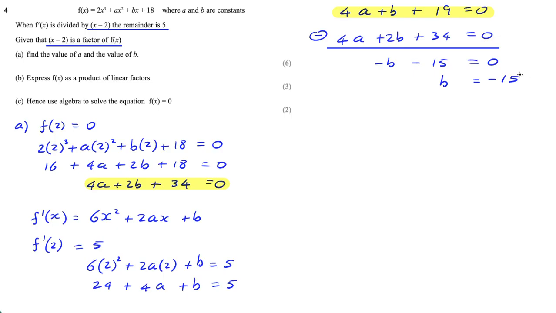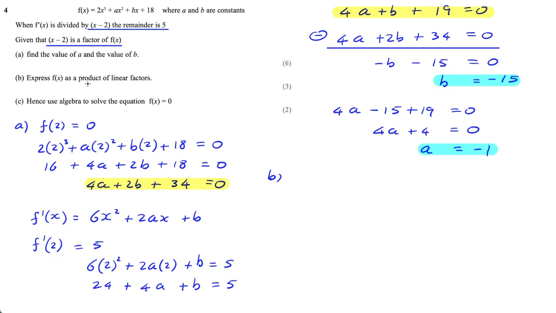If b is negative 15, sub it into one of my equations. Let's go with this one. So 4a plus, well, minus 15 plus 19 equals 0, 4a plus 4 equals 0, and then 4a equals minus 4, a is equal to negative 1. Okay, so that is our answers for a and b.